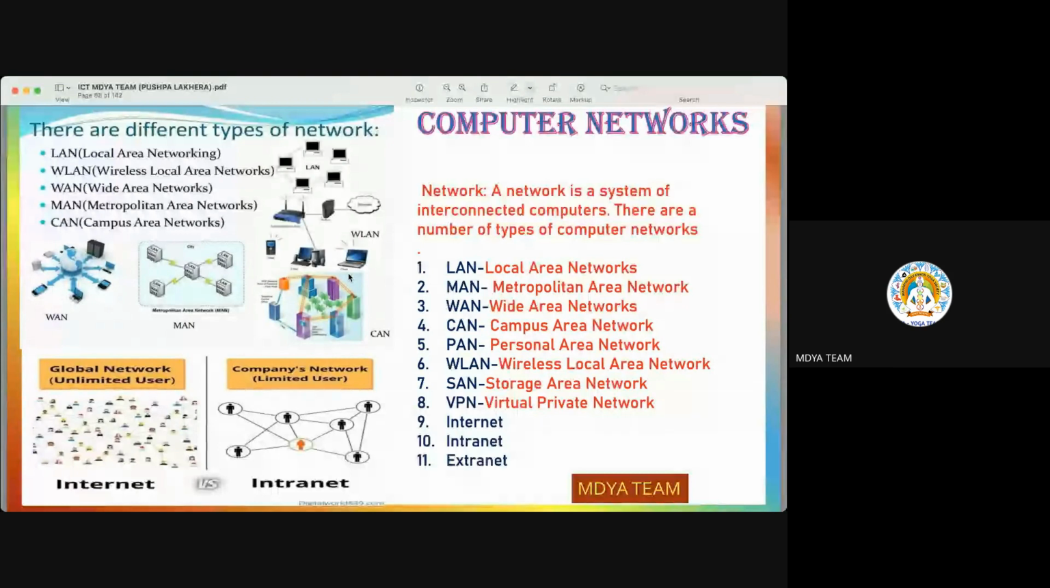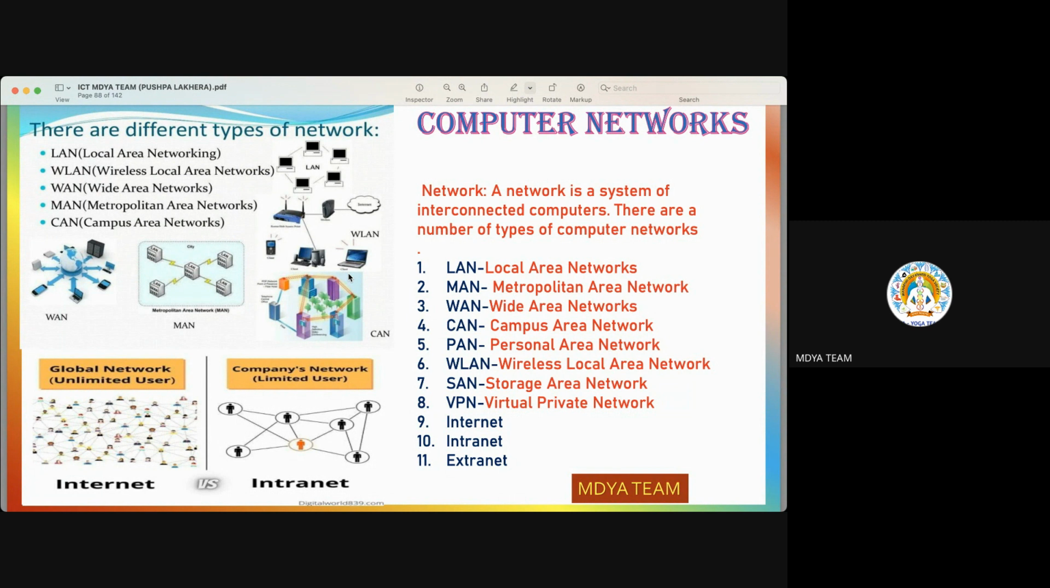Okay. So we're talking about computer networks. Again, I'll explain. A network is nothing but a system of interconnected computers. How you can connect the various computers as per your requirement. So first one is LAN. LAN means local area network, where locally placed computers you can connect using some cable.